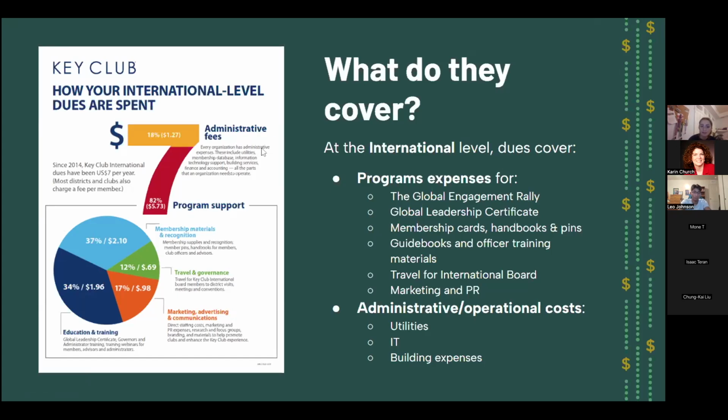So we have administration fees, program support, which includes membership, material and recognition, travel and governance, which is like the travel for the Key Club International Board, and then marketing and advertisement and communication of Key Club, and then education and training. So this breaks down those $7 into this. However, it is $10, so just keep in mind the percentages rather than these costs.